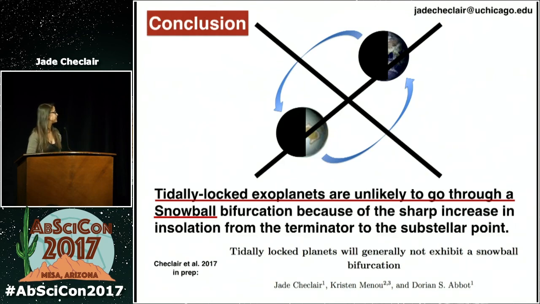So this is my conclusion, that tightly locked exoplanets are unlikely to go through a snowball bifurcation because of the sharp increase in insolation from the terminator to the substellar point. And we have a paper in prep on this that will be submitted soon if you're interested.